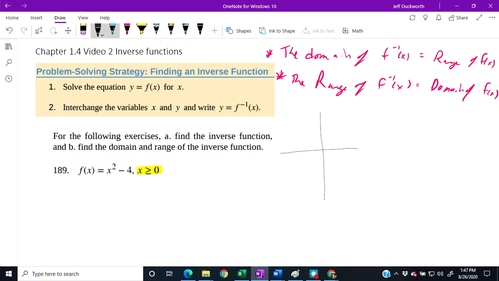So what this looks like, we're shifted down 4. 1, 2, 3, 4, because our vertical shift is 4 down, negative 4. So the actual graph will look something like this. This is f of x.